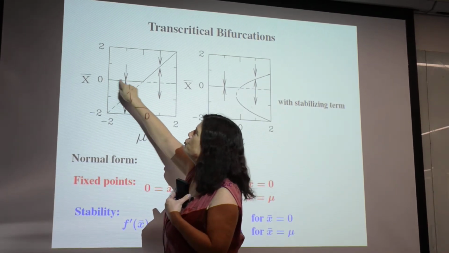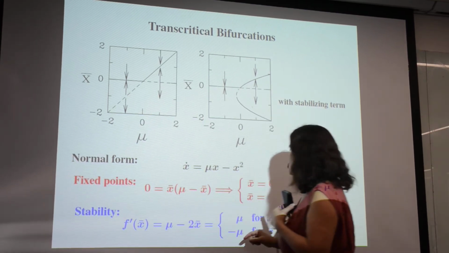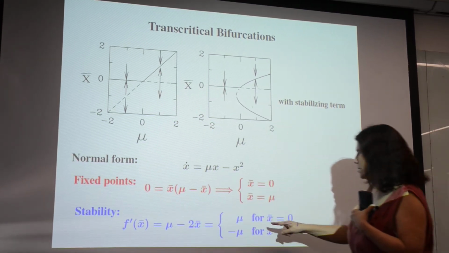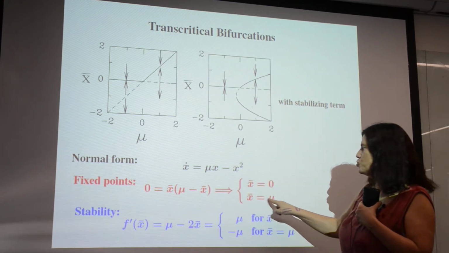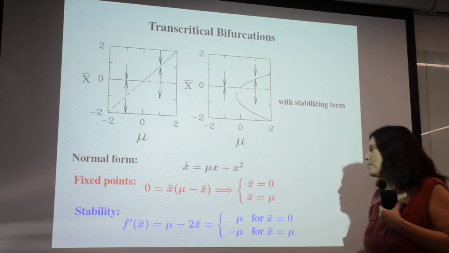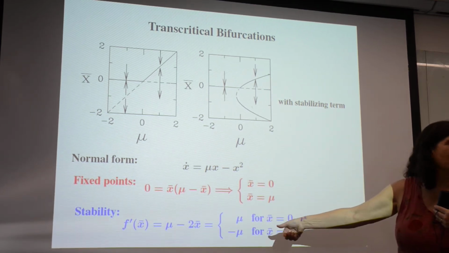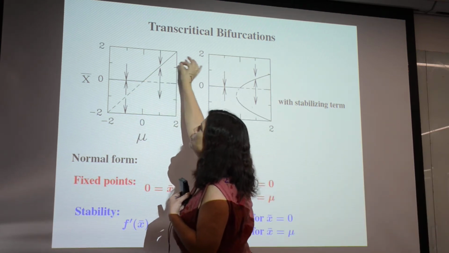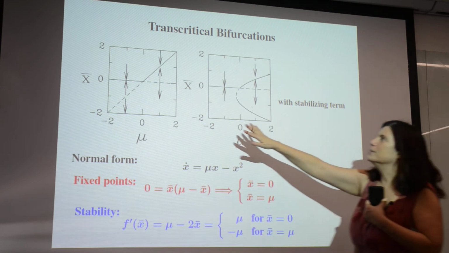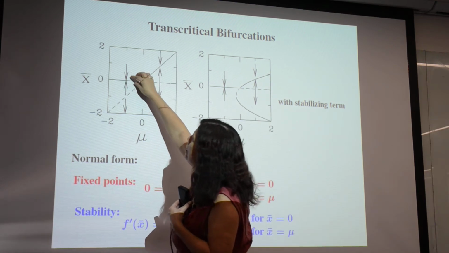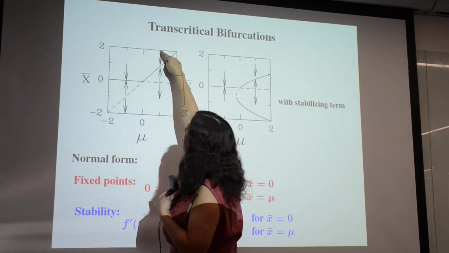This x equals 0 solution is going to be stable here, and it's going to be unstable for mu positive here. And this other one, if you put in for x bar the other solution, mu, you get mu minus 2 mu, meaning minus mu, so it has the opposite stability. This one's stable, this one's unstable. So in the olden days, in the 50s or 60s, this thing was called merely exchange of stabilities. Because these branches meet, they exchange their stabilities, and they just go on. And this is what it looks like.